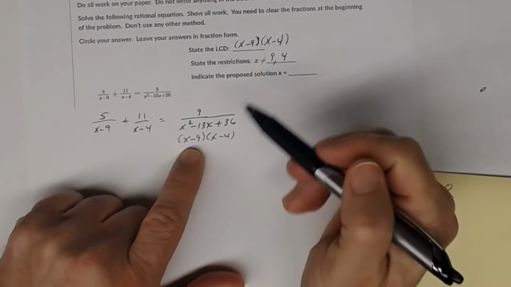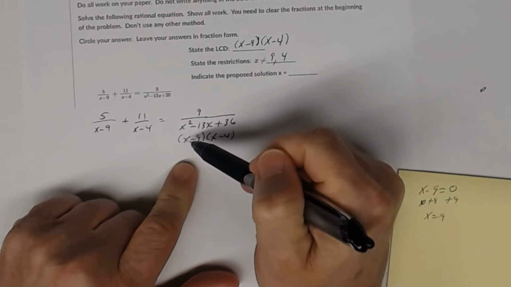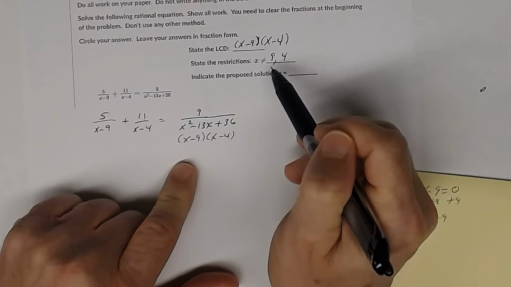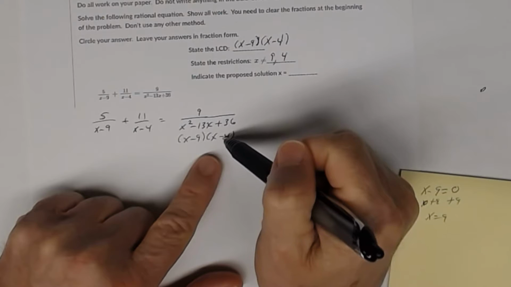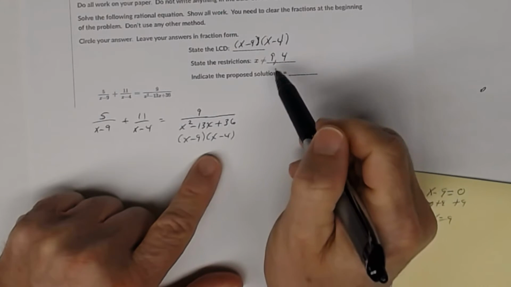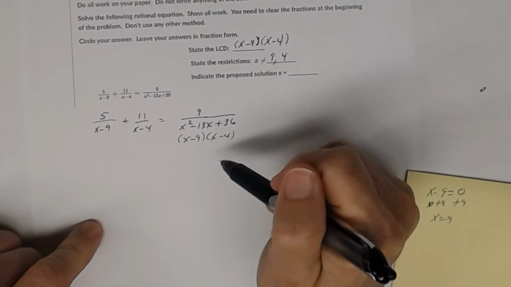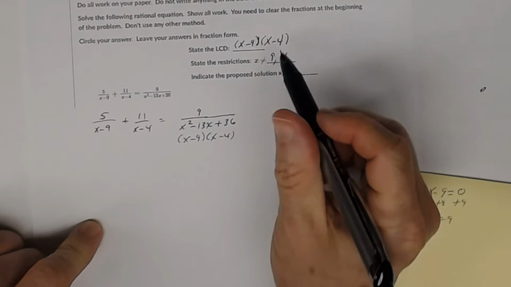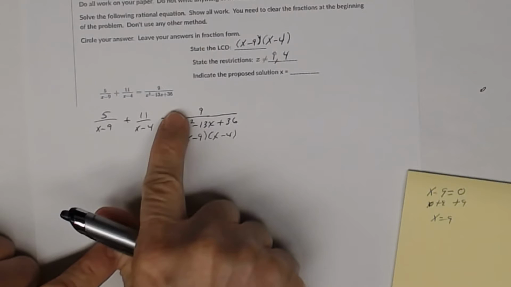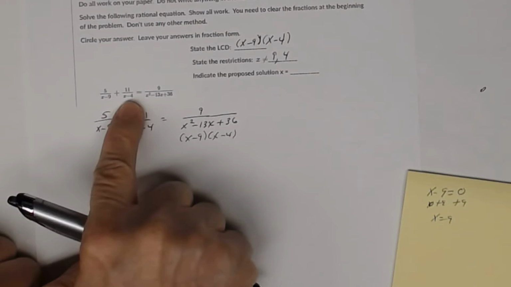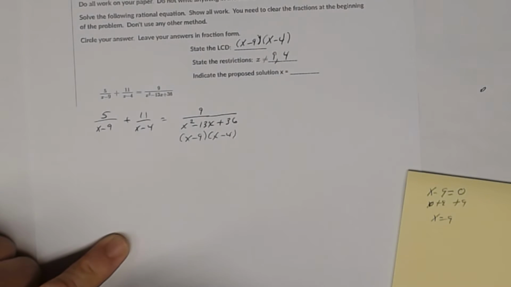Over here, x minus 9, we already dealt with that. That expression is 0 when x is 9, and then over here we've already dealt with that. So when x is 4, 4 minus 4 is 0, and this denominator becomes 0. So those are your two restrictions. Then we're going to solve this, and we're going to indicate the proposed solution. So remember, when you get a solution here, you have to check because it may not be a solution to the original equation. So you always have to check. And basically you're looking at these restrictions here.